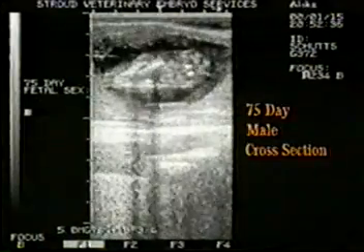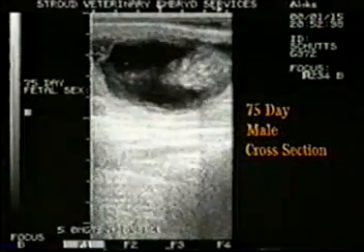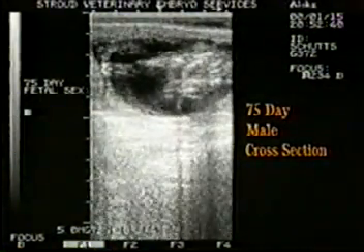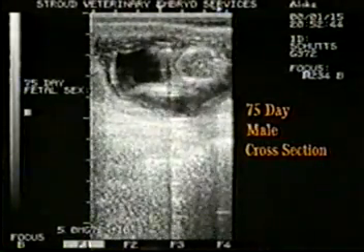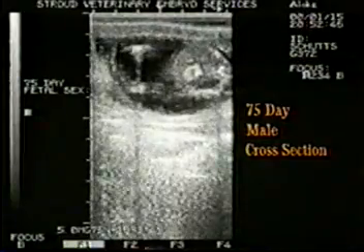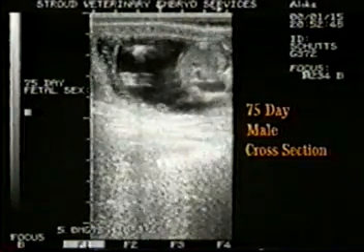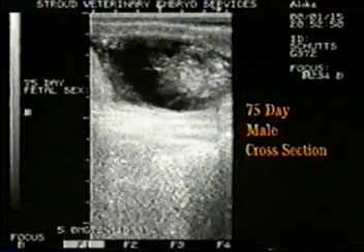The next few seconds show the entire fetus from head to rear in cross-section, starting at the cranium, going through the thoracic cavity, through the abdomen, noting the umbilicus, then the MGT.